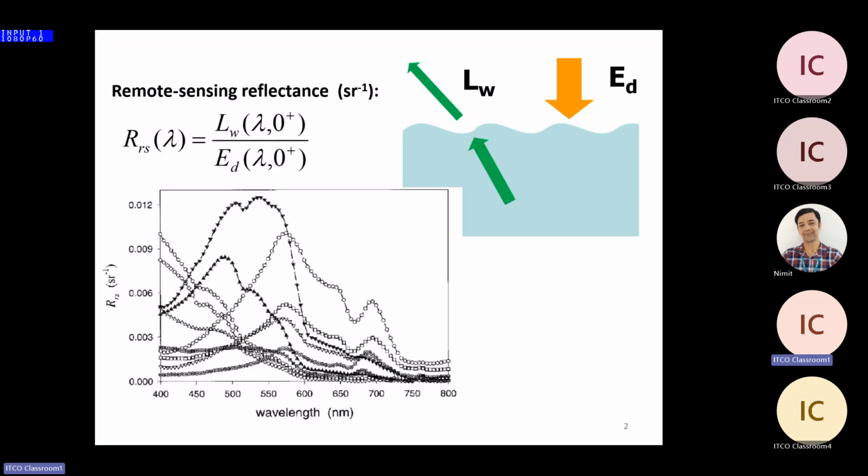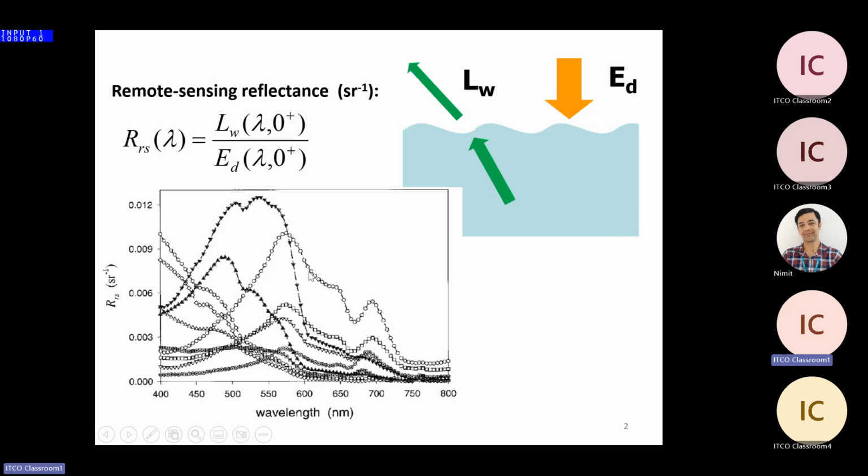From a remote sensing point of view, what we can measure is this water-leaving radiance, LW. And here is the downwelling irradiance, Ed, right above the surface from the sun and the sky. So that's what we call Ed. Then we define this so-called remote sensing reflectance, which is a ratio of this LW to Ed. And here are a bunch of examples of the spectrum of remote sensing reflectance.